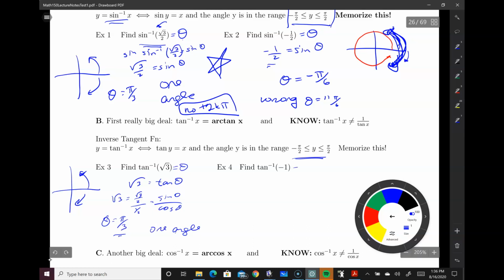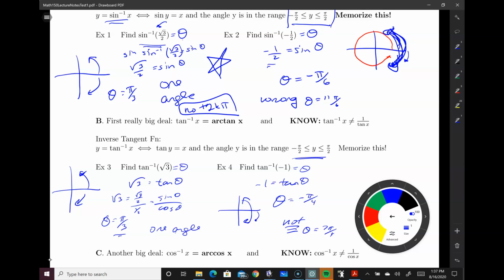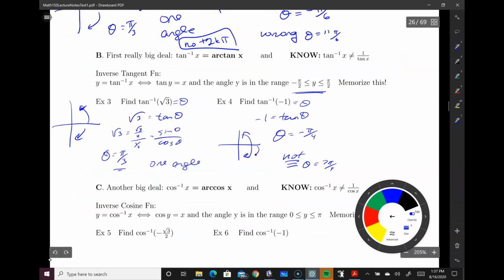All right, so this one here, if I set it equal to theta, negative 1 is tangent of theta. So I'm thinking on the unit circle between here and here, when the sine is equal to the cosine, but they're opposite signs. So that's down here, so that's theta is negative pi over 4, not theta is 7 pi over 4. Make sure you're really comfortable with that, that you've got this restriction down.